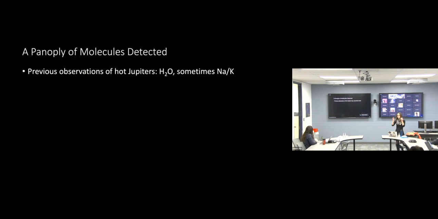So combining these 4 observations of this one hot Jupiter, we really detected a ton more molecules than what we had the ability to see on hot Jupiters before. Previously, the state of the art in observing hot Jupiters was to use the Hubble Space Telescope. And when you look at a hot Jupiter with Hubble, because of the limited wavelength range Hubble was sensitive to, regularly water was detected on these planets. Sometimes if you went to slightly shorter wavelengths, there would be detections of sodium or potassium. But that's basically it. That's all the information we had on this entire population of planets.